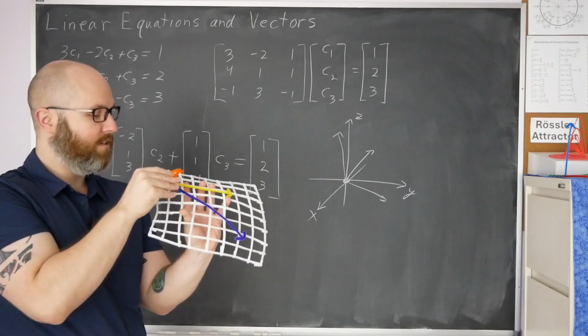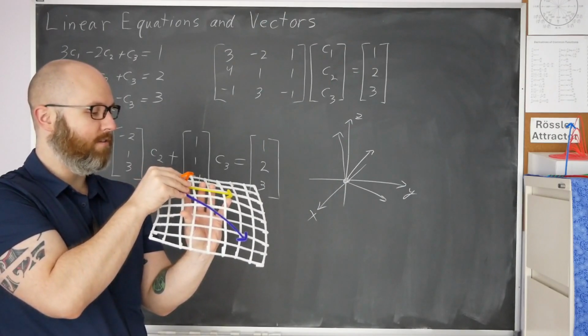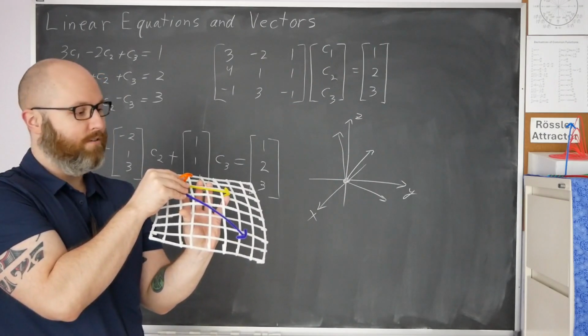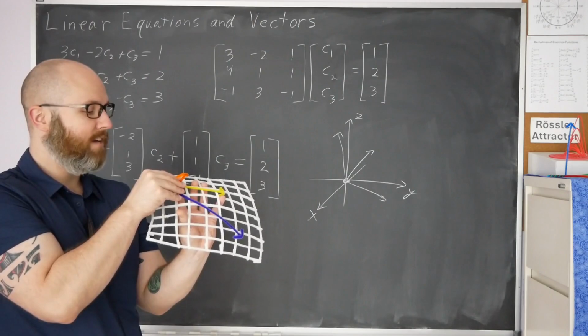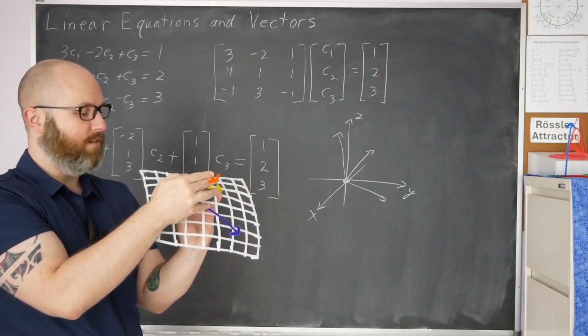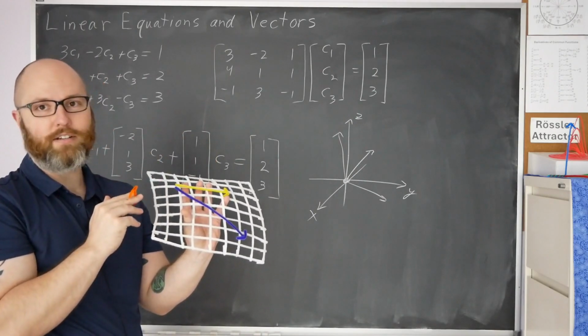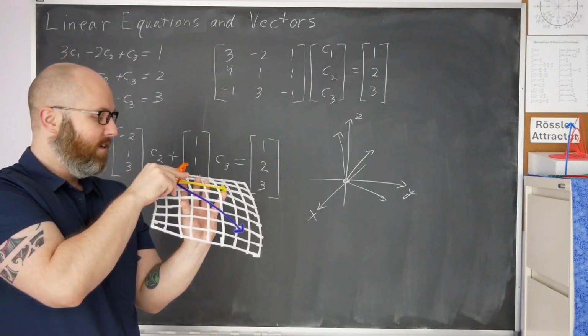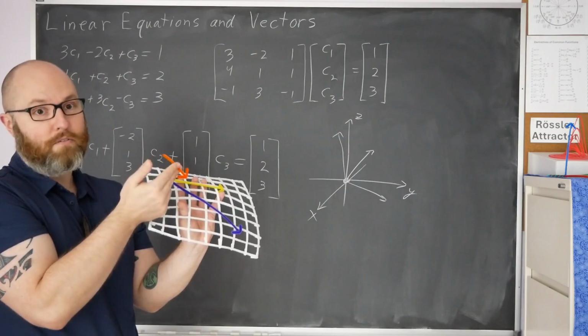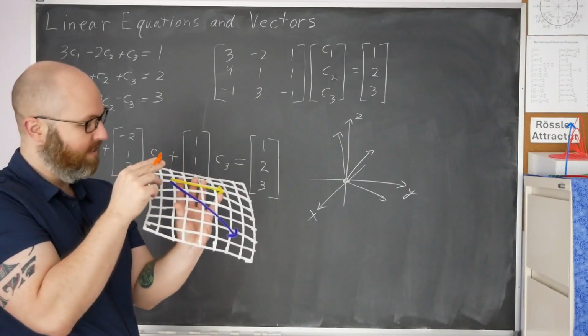But if orange is not in that plane with yellow and purple, then in a sense it points in a unique direction. You can't create the direction that orange points in by using the directions that purple and yellow point in. It's just not possible. So in the case where they all point in unique directions, we can solve the system of equations, always.